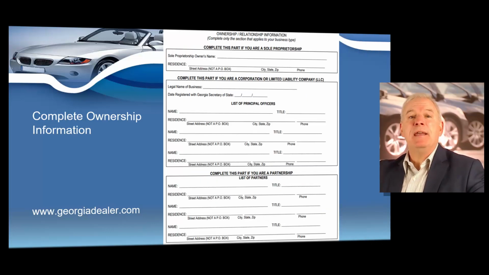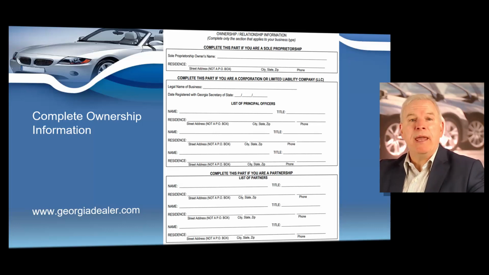The next page contains ownership information. The business entity that you choose will determine what portion of this page you'll complete. If you're a sole proprietor, then you will only enter information in the top box and leave the other 2 boxes blank. So if you're a sole proprietor, you just complete the information at the very top in the first box. If you're a corporation or a limited liability company, which we call an LLC, you will complete all the information in the second box only.